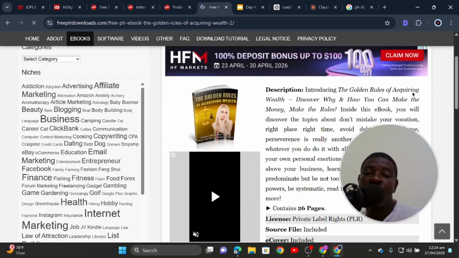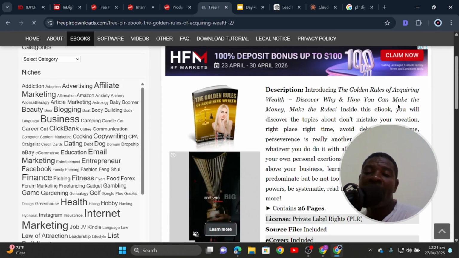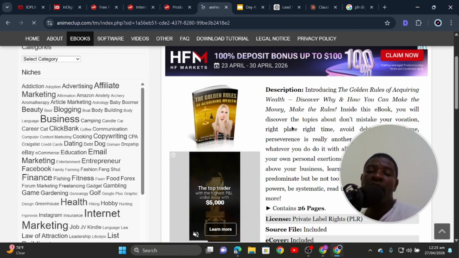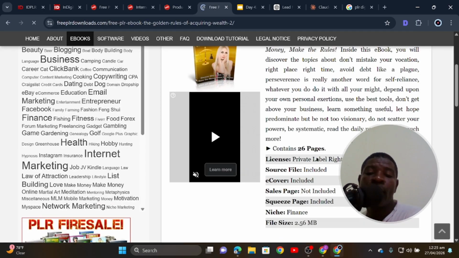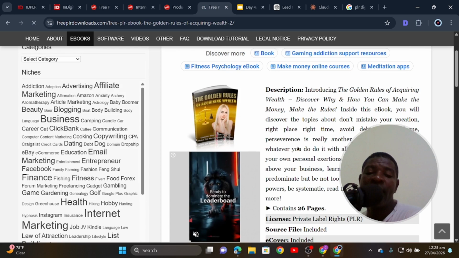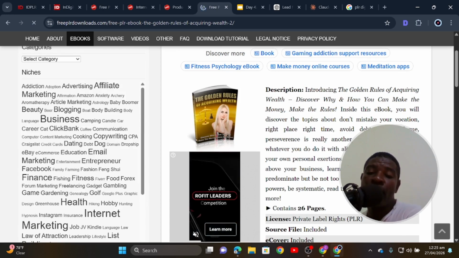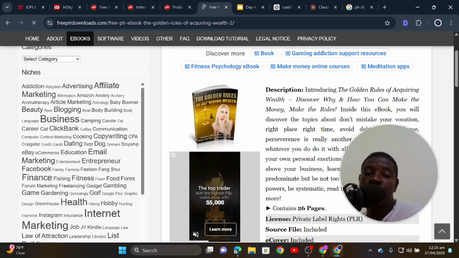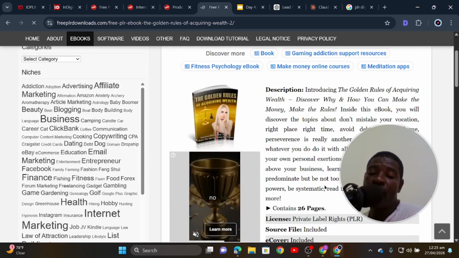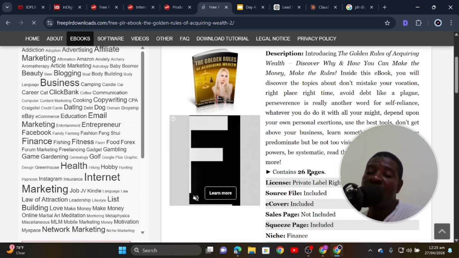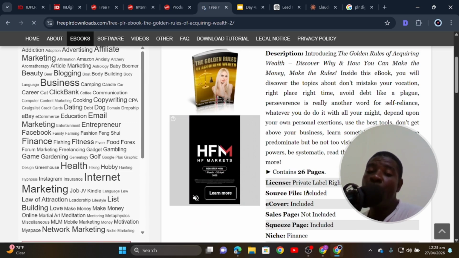Okay, the introduction of a golden rule, acquiring wealth, discover why and how you can make the money, the rules inside this book. You will discover the topics. So you go through the book and then you read the description. You realize that if you change the title to golden habits, it will suit your audience. You understand? And this is just 26 pages. It shouldn't be too much.